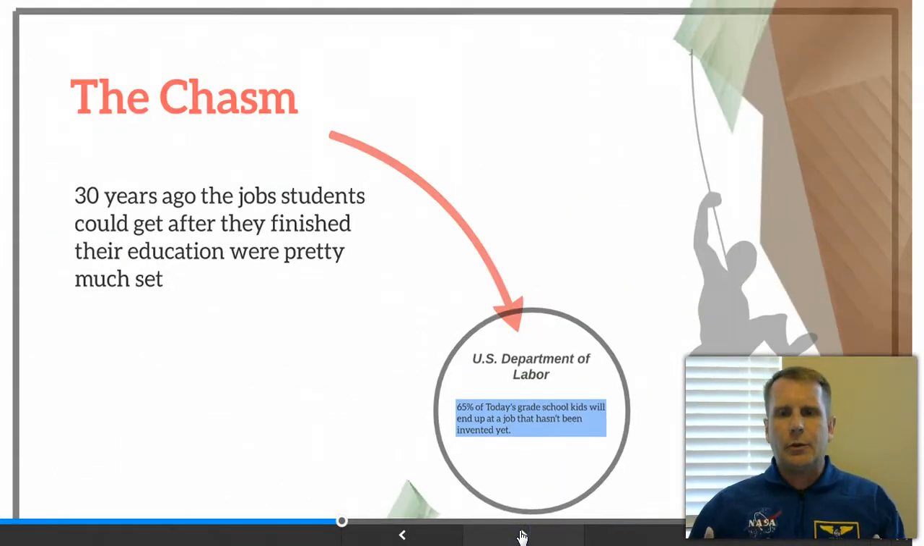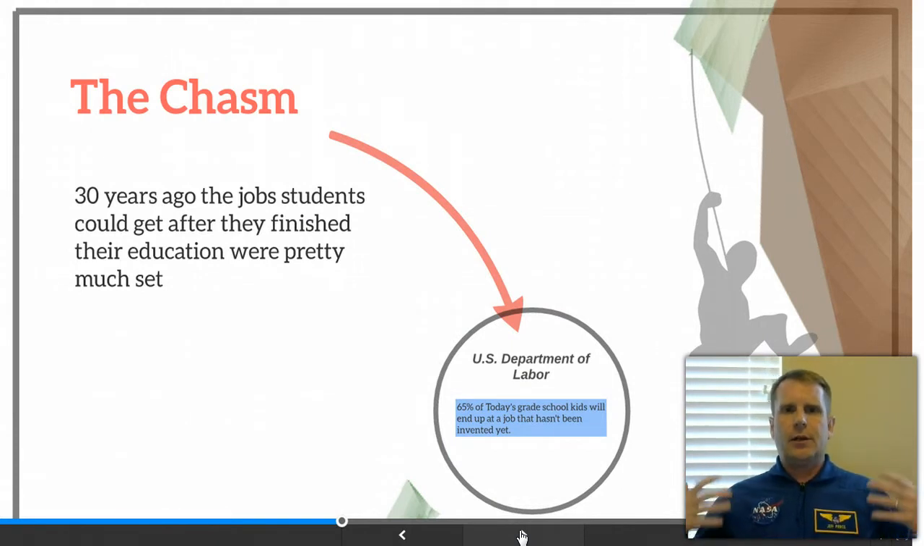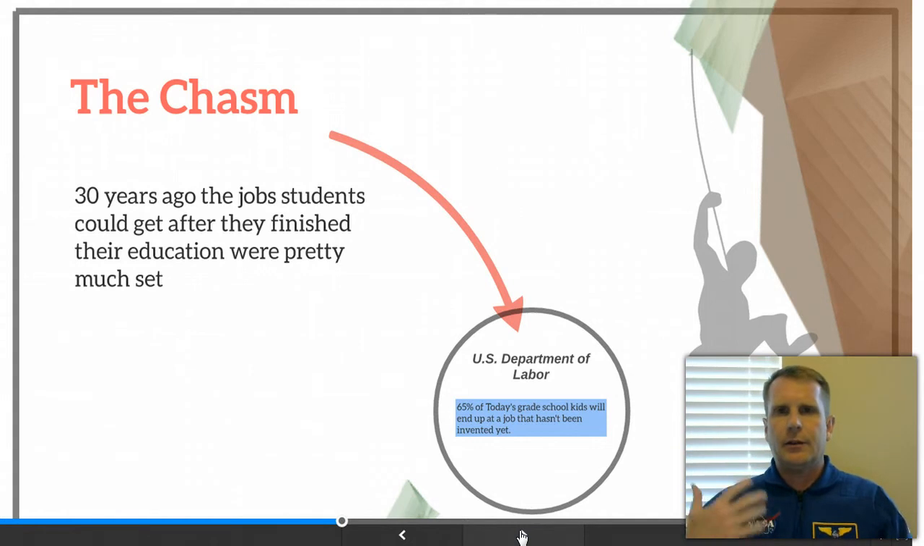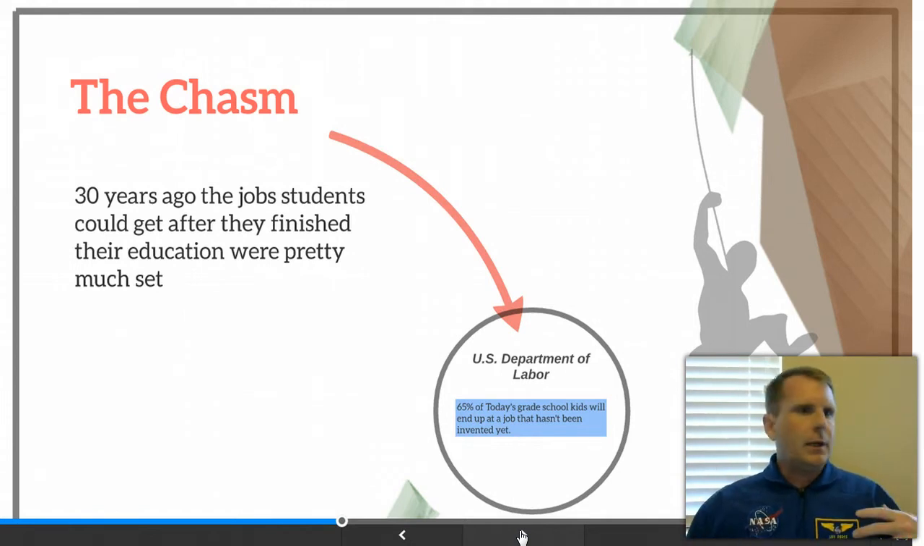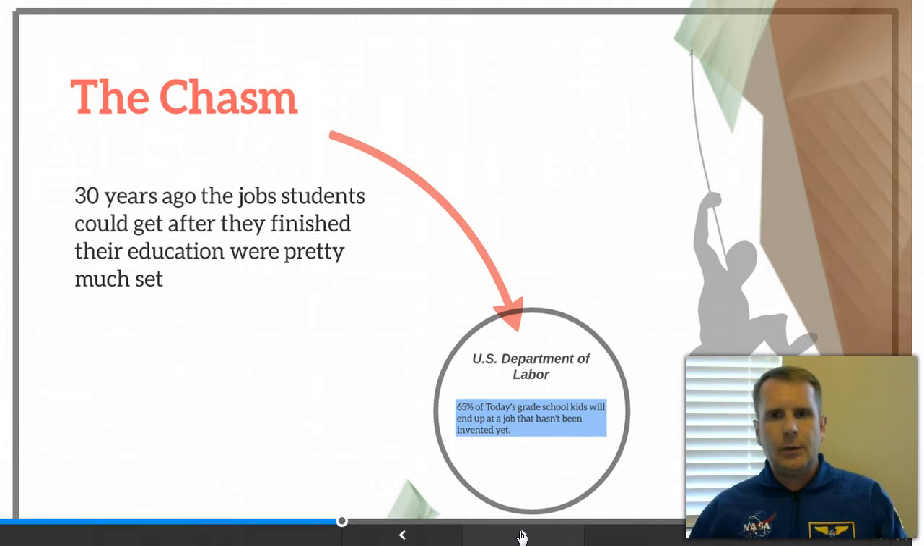So here's that chasm we're talking about. And as you think about it, 30 years ago, the jobs that students could get when they graduated were pretty much set. You could be a doctor, a mechanic, an electrician, a lawyer, a banker, work in marketing, work in communications. Jobs were pretty much known.